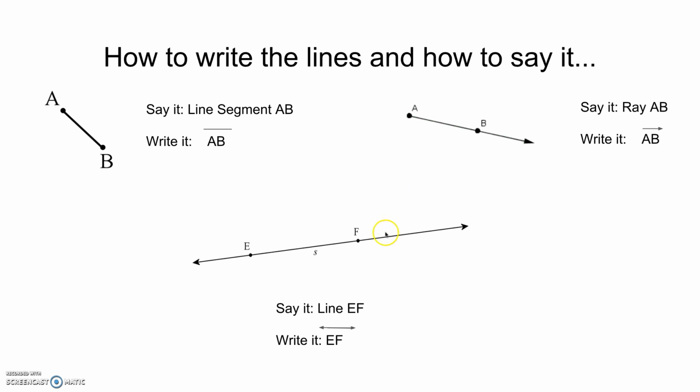Here we have line EF, and you call it line EF. In terms of writing it down, you write the capital letters and then a line going in opposite directions right above it.